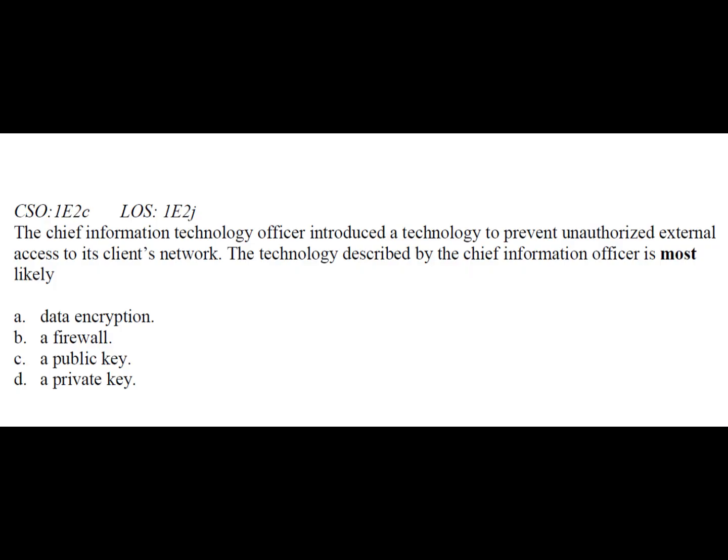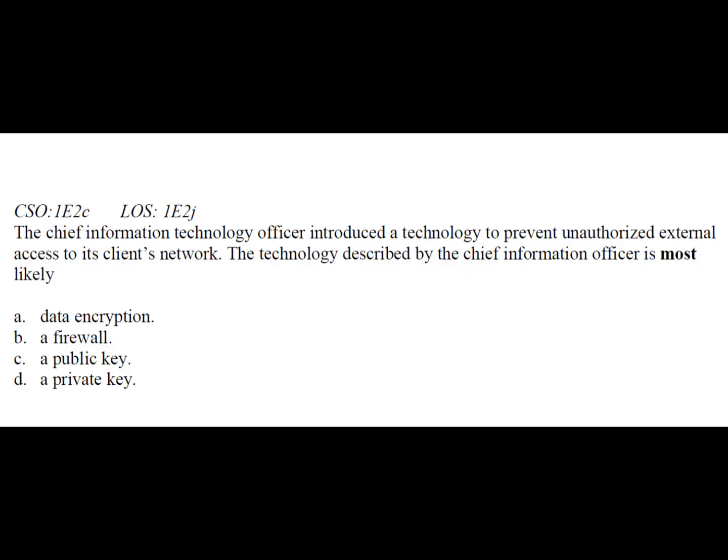A. Data encryption. Incorrect. Encryption protects data by converting it into unreadable form, but it does not prevent outsiders from attempting to access the network. B. A firewall. Correct. A firewall acts as a security barrier between an internal network and external networks, filtering traffic and blocking unauthorized access while permitting authorized communications.